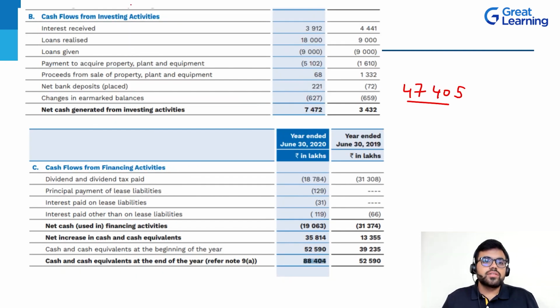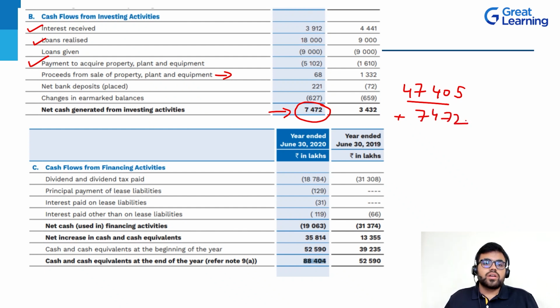Now the second part is the cash flow from investing activities. I already mentioned what it is. It is the loans that are released, the interest received, the payment, acquisition of land, property, and sale of any equipment if there is any. These things are also added or subtracted accordingly. Now the total net cash from investing is 7,472. So we'll add 7,472 to it.